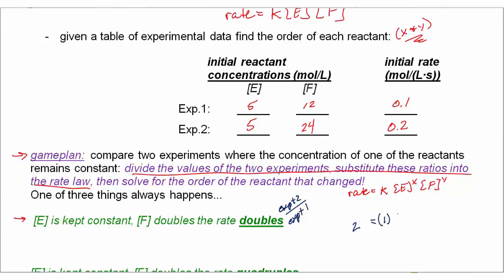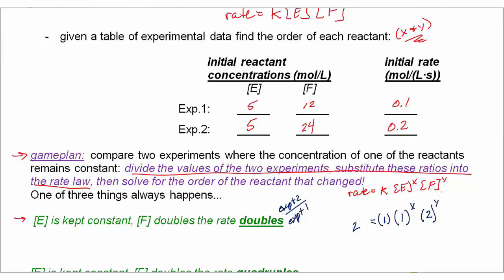Okay, now let's divide the two concentrations of E. 5 divided by 5 is just 1 again. But don't forget to raise it to that X power. That's what that rate law is saying. Okay, now divide the two concentrations of F. 24 divided by 12, I get 2. Again, don't forget to raise it to that order, Y.